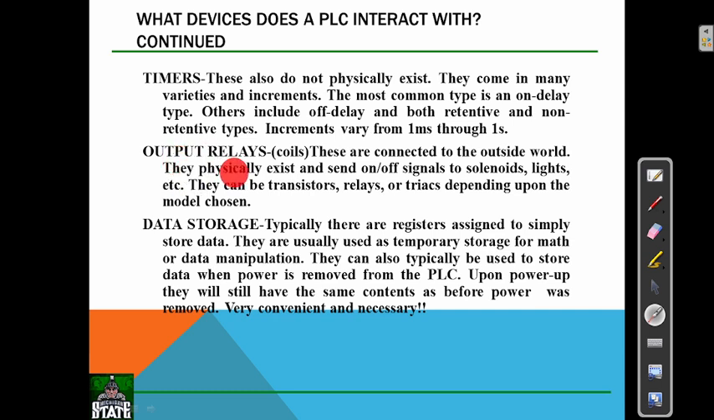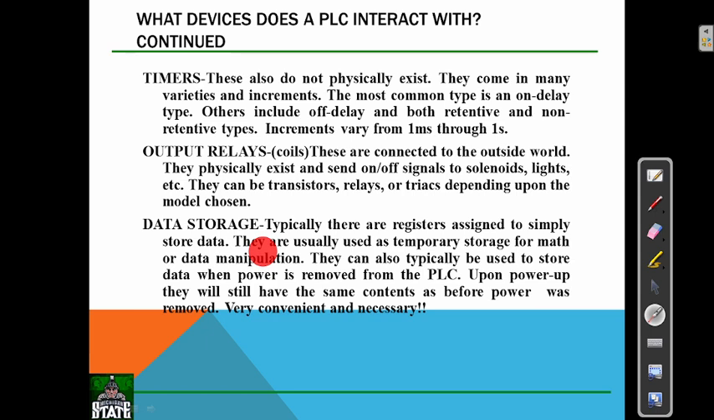Here is the output relay, which means coils. They are connected to the outside world. You can see the output. They physically exist and send on-off signals to solenoids, lights, etc. They can be transistors, relays, or triacs depending upon the model chosen.